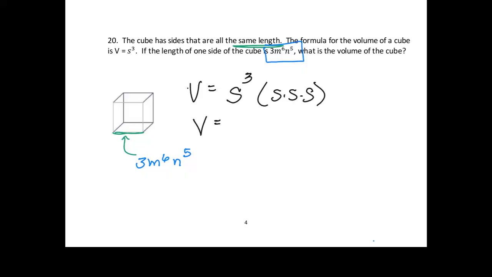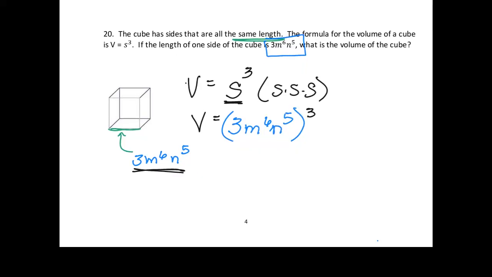Well, if this is the length of the side, what would I substitute that in for? The side, S, right? So I am substituting this in for S, and that is 3m to the sixth, n to the fifth, and then that whole thing, if I want the volume, I have to raise to the third power.